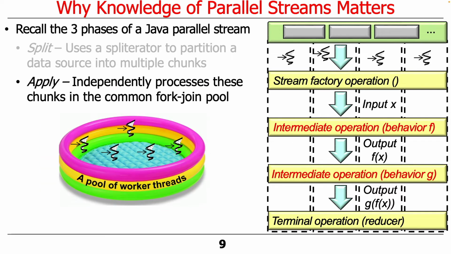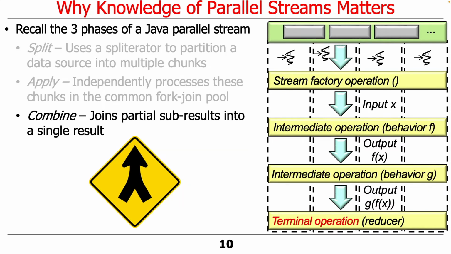The second phase is the apply phase, and that's where these chunks that were created in the split phase are then going to be processed in the common fork join pool. And we'll spend a little bit of time at some point in the course talking about the common fork join pool, because it's very interesting and useful to have an understanding about how it works. And then the third and final phase will join those subresults into a single result. And that uses a terminal operation like reduce or collect or some of the other ones we've discussed.